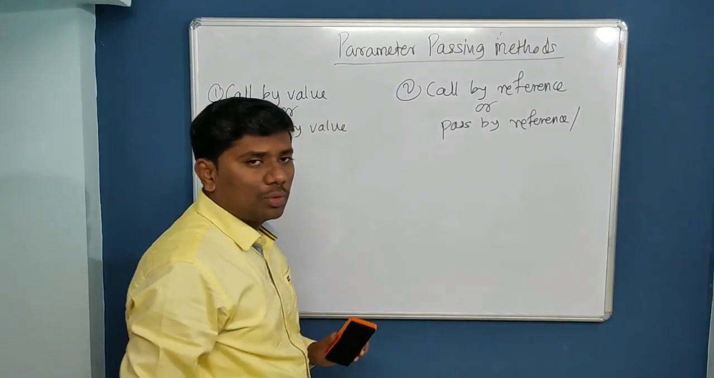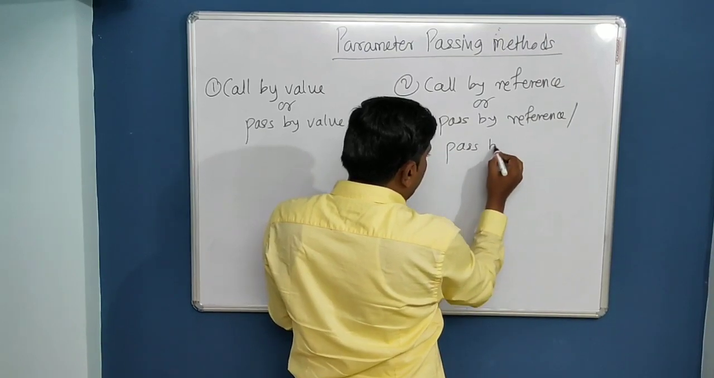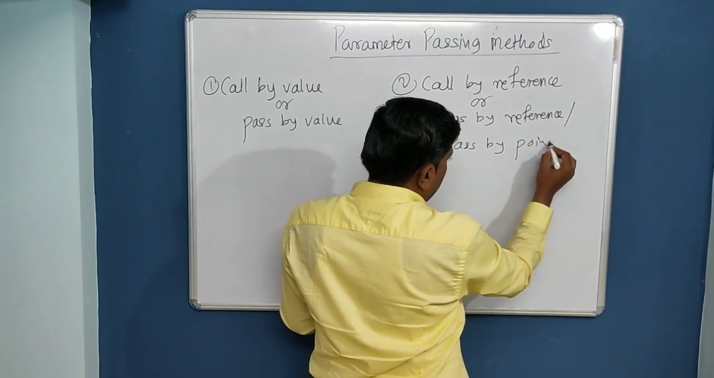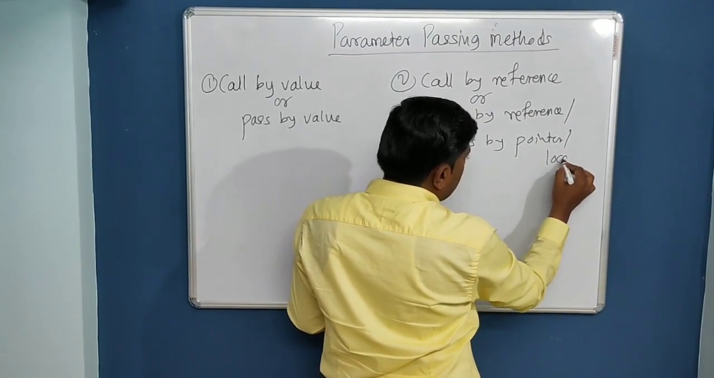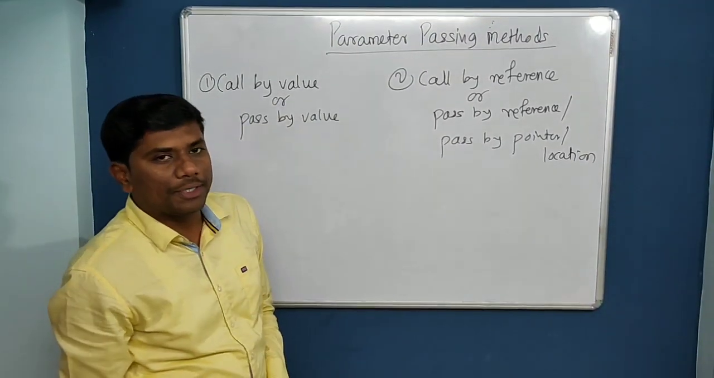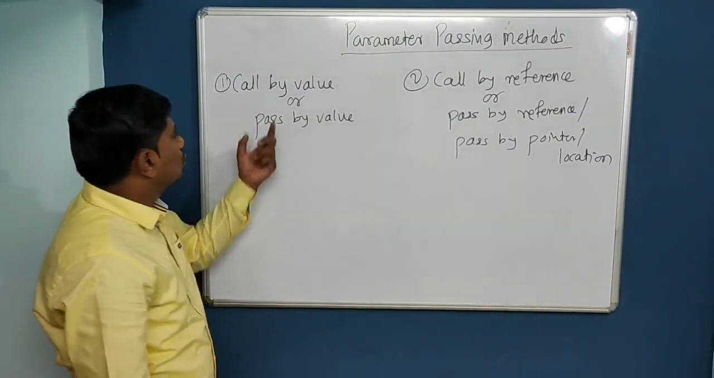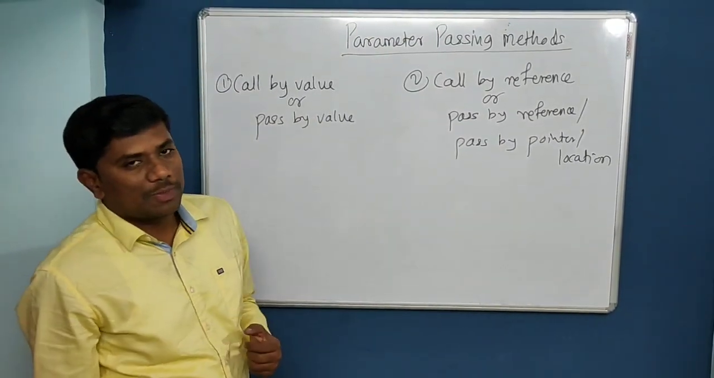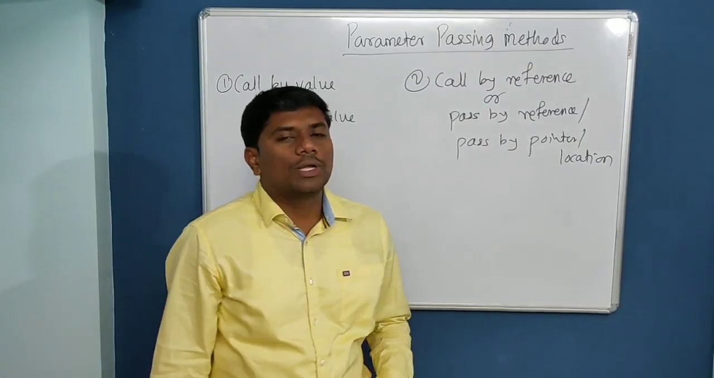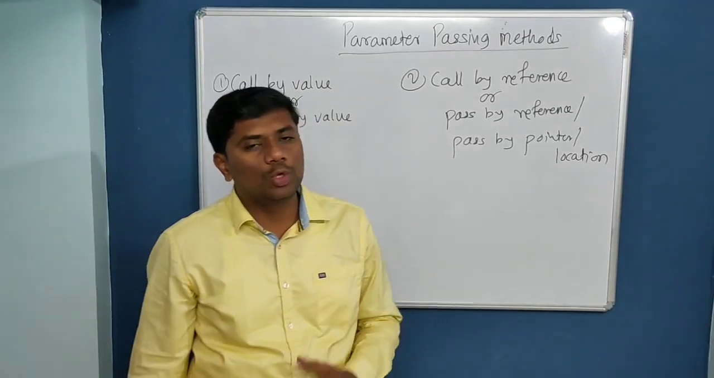Sometimes in some books they call call by reference pass by pointer, or pass by location, or call by location or call by pointer. Getting? So you should remember these synonyms. Call by value is also called pass by value. Call by reference is also called pass by reference. It is also called pass by pointer or pass by location.